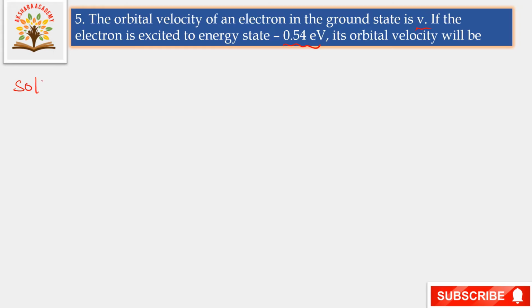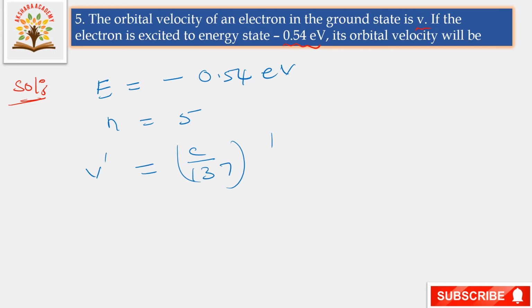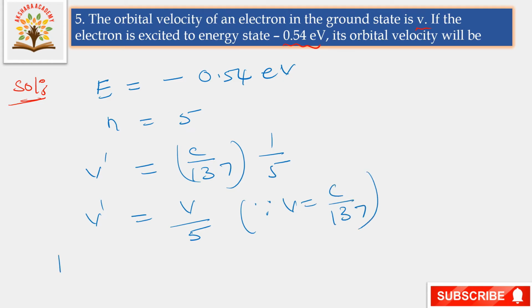Now let us go to the solution. Given E is equal to minus 0.54 electron volts and N is equal to 5. V dash is equal to C by 137 into 1 by 5. V dash is equal to, this can be written as V by 5, since V is equal to C by 137. So, E is equal to minus 13.6 into 1 by N square.